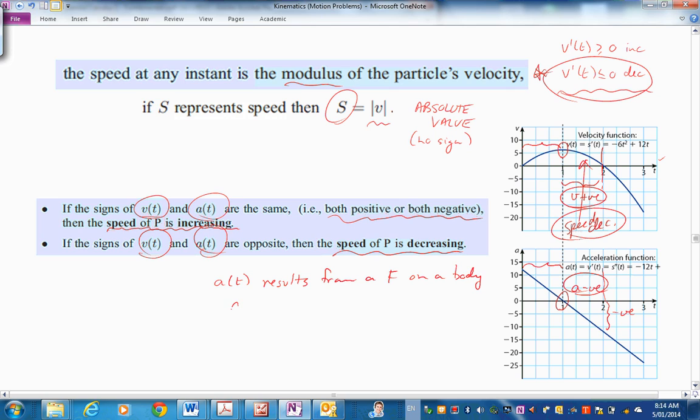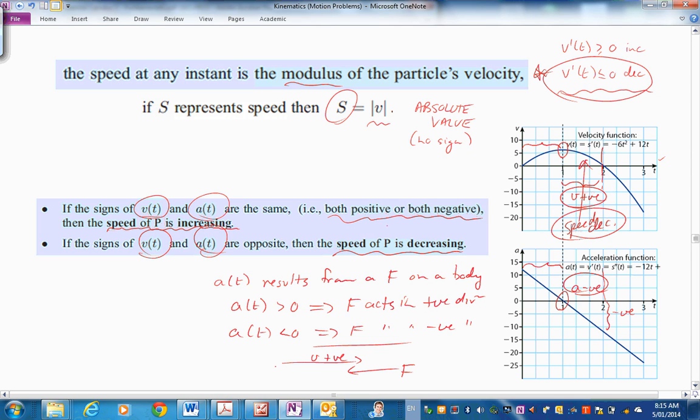So, if a of t is greater than naught, it implies the force acts in a positive direction, and if a of t is less than naught, it implies the force acts in a negative direction. So if you've got a body moving along with a positive velocity, v positive, and a is negative, that implies the force is opposing it. So that's a little bit of a physics background to the idea.